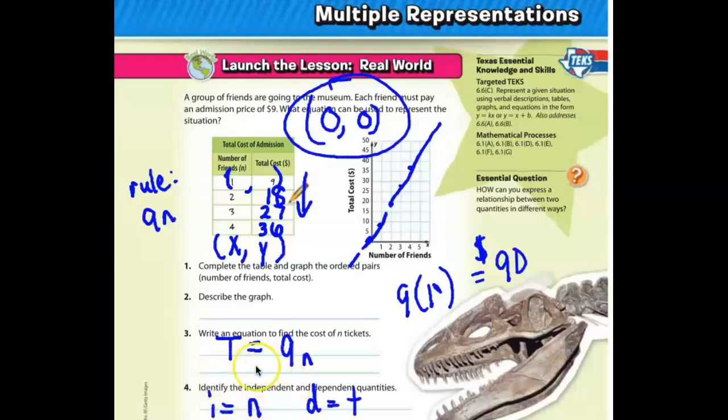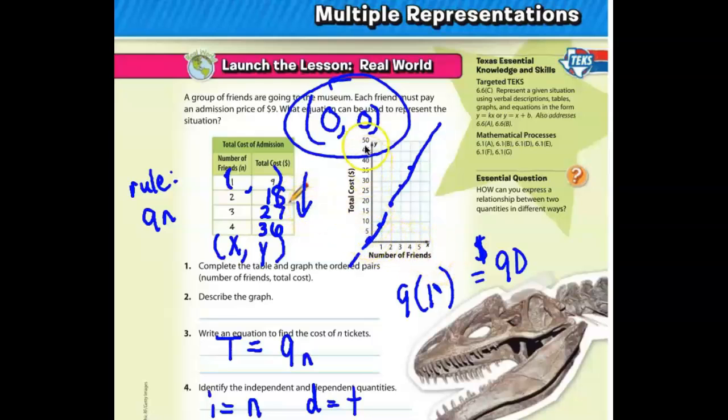Okay, so the number of friends is independent. I can invite as many friends as I want. I could invite 100 friends if I wanted to, and that would be 100 times $9, which equals $900 to go to the museum. But that means the total cost is dependent on the number of people invited. So the dependent quantity is going to be T.